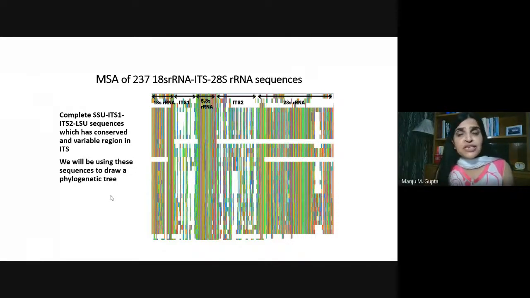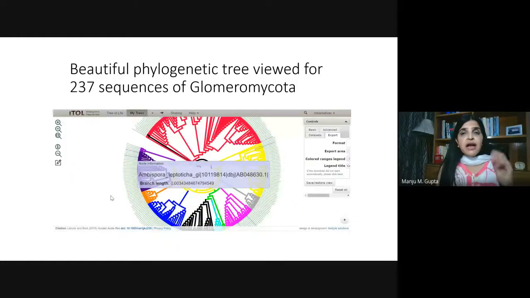We didn't use the ITS primer alone because that doesn't give the right result in the case of our fungi. We used SSU, ITS and LSU primers for amplifying these sequences, and this is a multiple sequence alignment which I made for a huge number of species. It shows the conserved regions and the variable regions in these sequences. Working with so many sequences gave me a special interest. When I made a phylogenetic tree with these sequences, this is a phylogenetic tree which I drew with the software iTOL.